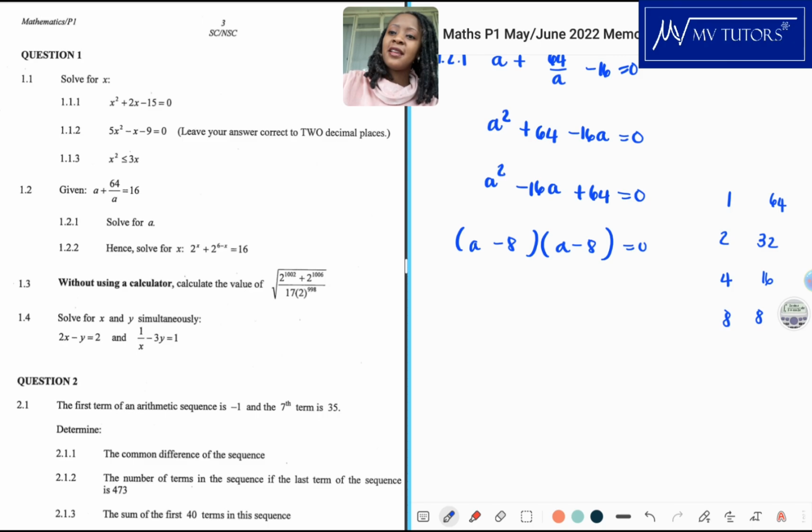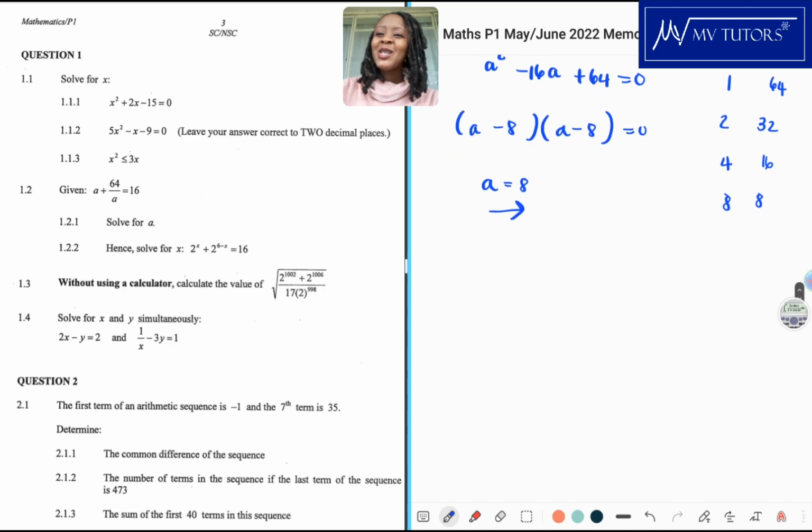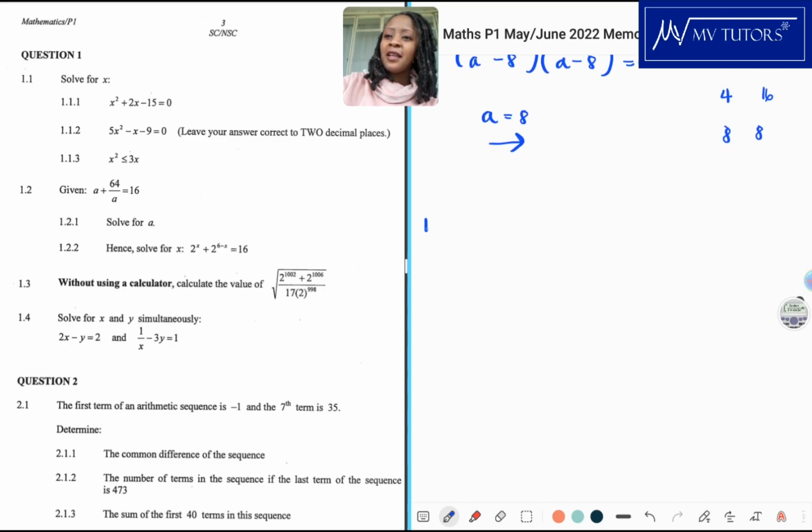And then our answer would be a is equal to 8. I'm not going to say or a is equal to 8. It's just 8. Let's just leave it there. So we have solved for a. And now 1.2.2. Hence, solve for 2 to the power x.